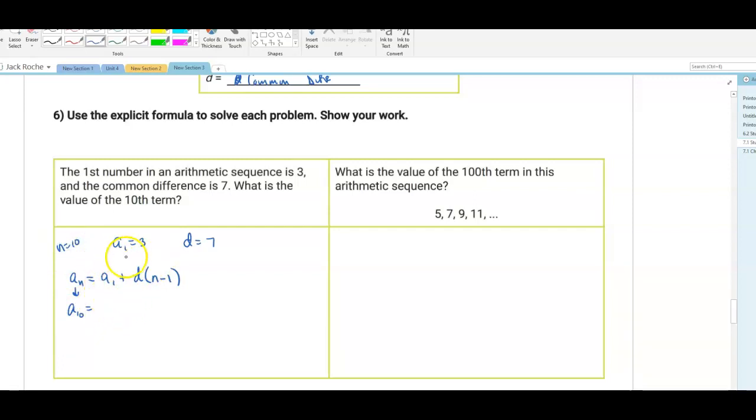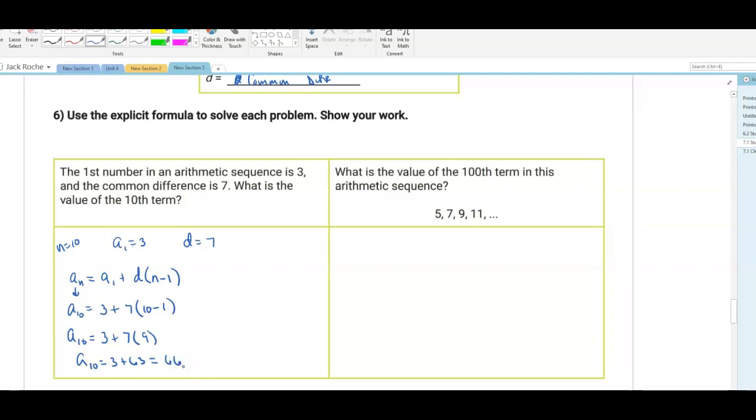So I'm going to take the a sub 1, or my first term, 3, plus my common difference, 7, times 10 minus 1. And if I evaluate it, I'm going to do 3 plus 7 times 9, which gives me 3 plus 63, which ends up being 66.